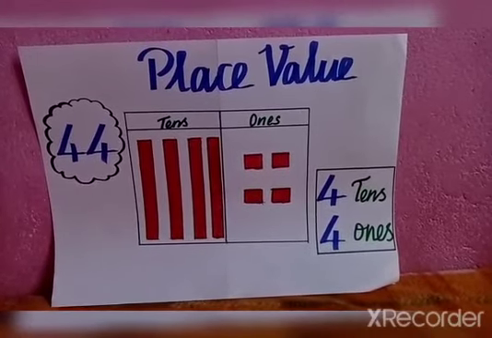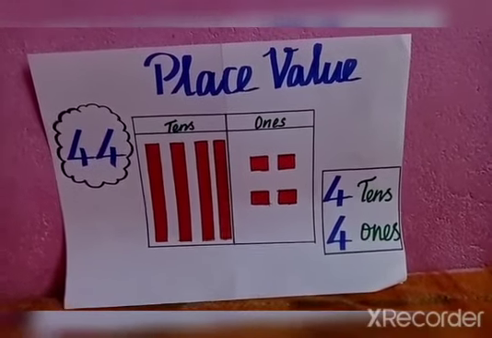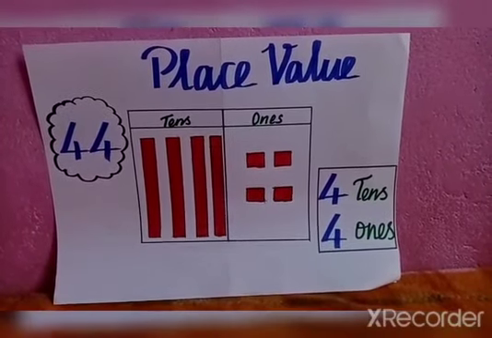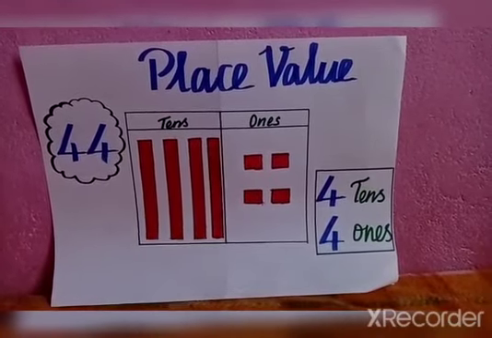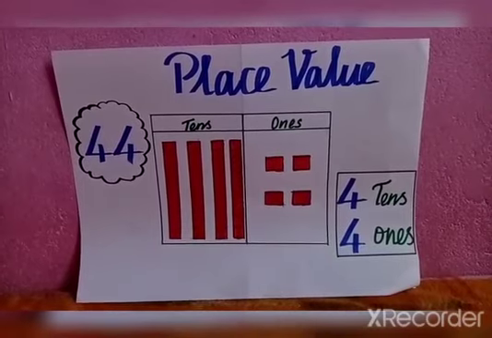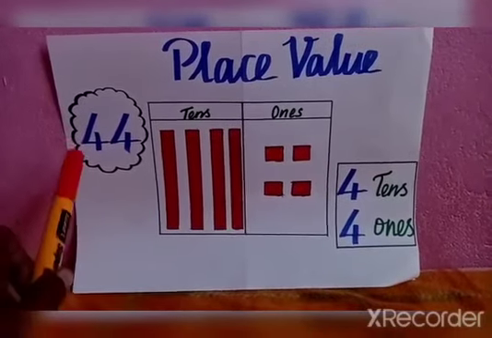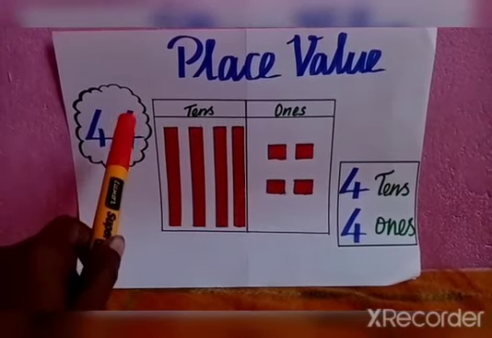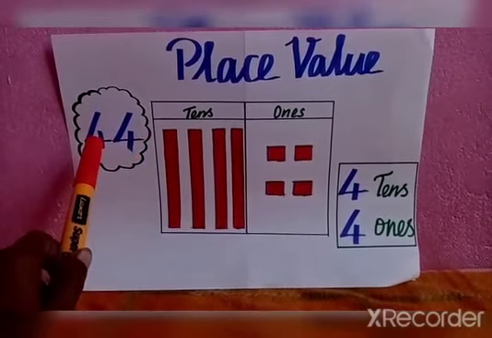Okay, here I give a number, that is 44. Both the digits are the same, so the ones place and tens place are the same, so it is easy to find out four ones and four tens. It is very easy to find out tens and ones, isn't it? It's a two digit number, so where do we start to count? Here, this is the first digit we count. This is ones and this is tens.